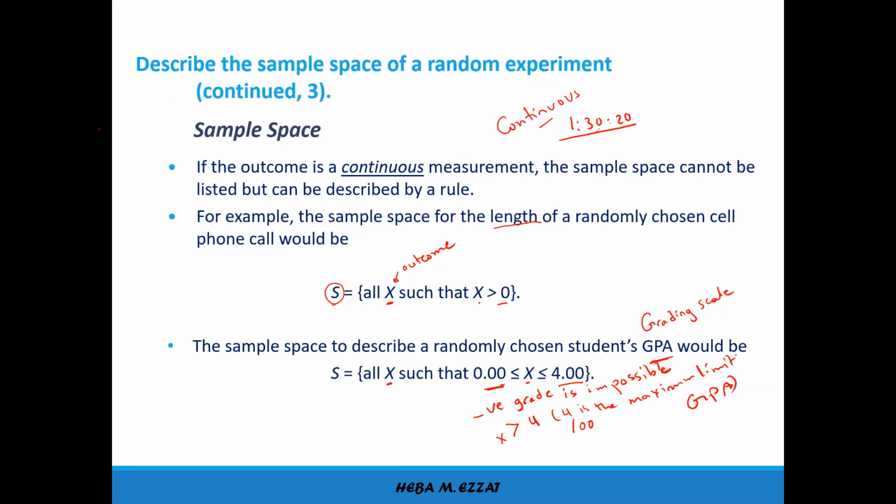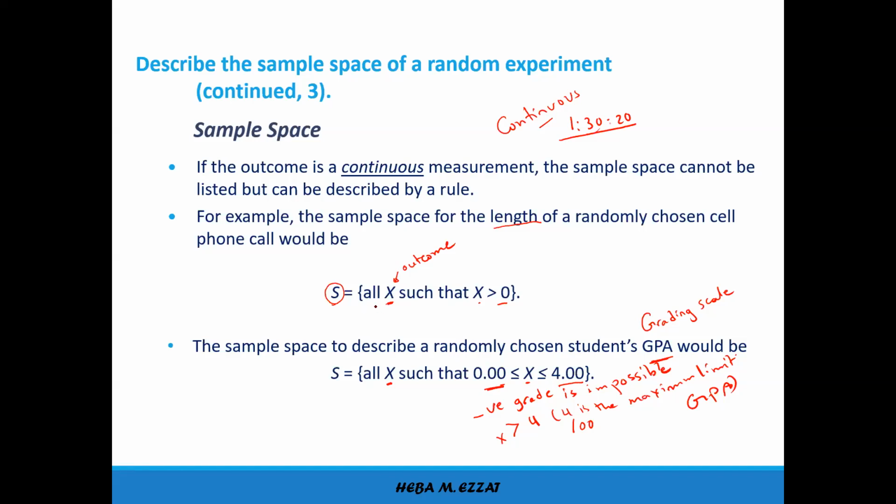So in a continuous sample space we cannot describe or mention all the possible outcomes in a definite way like we did in rolling a die, but we can mention it like this. We can put the limits of the outcomes, the minimum limit and the maximum limit.